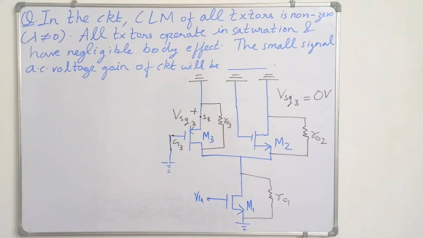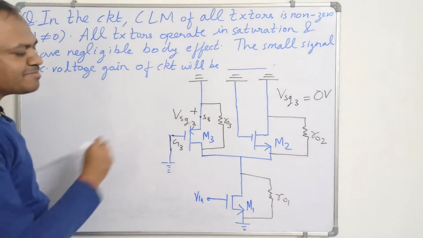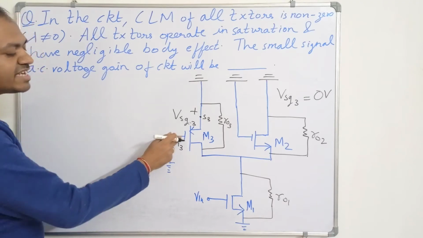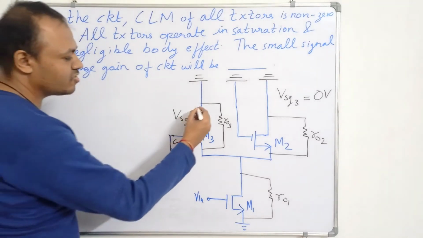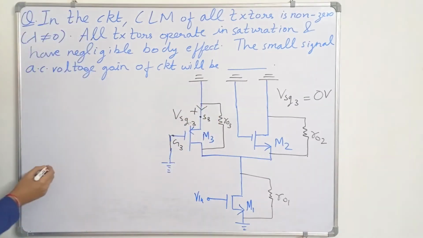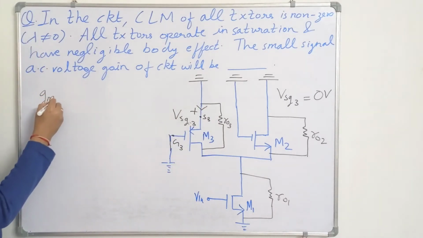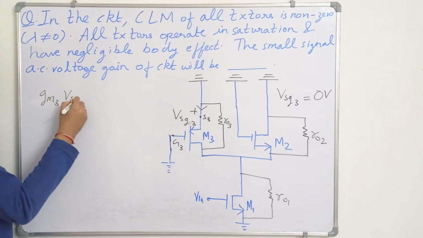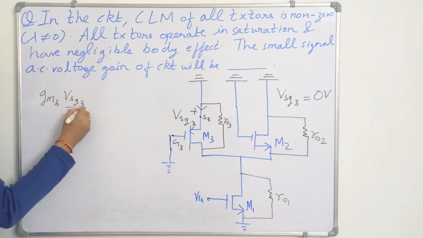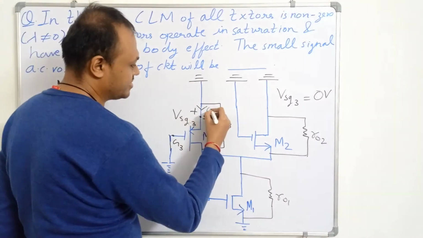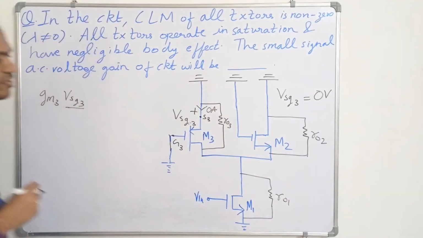In a MOSFET the source current is always equal to the drain current, because in any MOSFET the gate current is 0. So this current will be equal to GM3 VSG3, but VSG3 is 0, so this current is 0 ampere. So the source current or the drain current for the third MOSFET is 0.